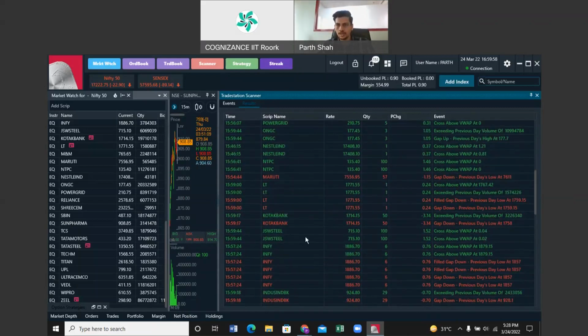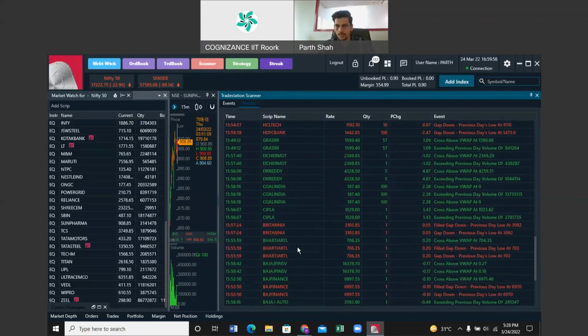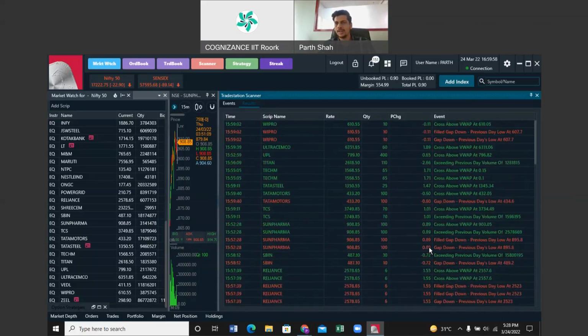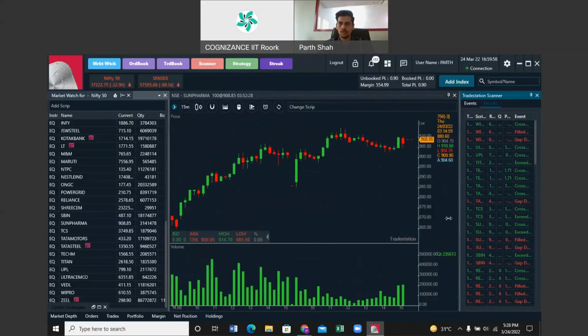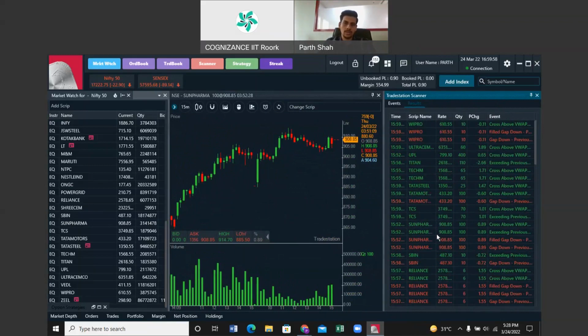Then let me see if some candlestick pattern has formed. So Coal India has made a bearish engulfing. All this can be tracked in real time. This will keep on streaming whenever the market is on. And once the market is closed, then you can see the historical data as well here.